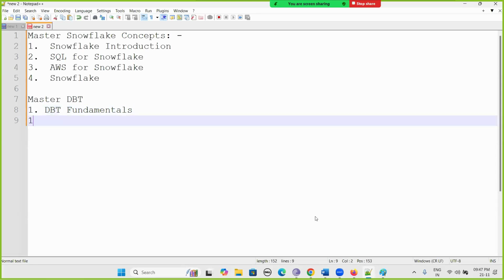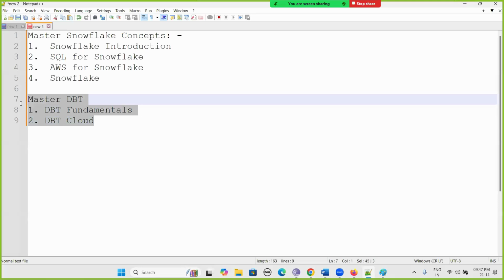One is DBT Cloud. We can create a DBT Cloud account. For one user, they give a free account. You can create a connection between DBT Cloud and Snowflake. Then you can write transformations. Tomorrow, I'm going to give a clear idea about what is DBT.